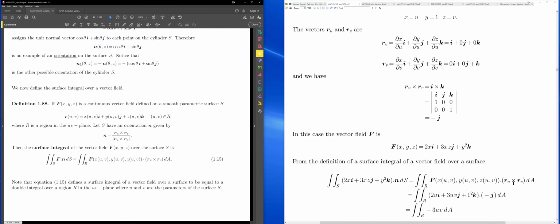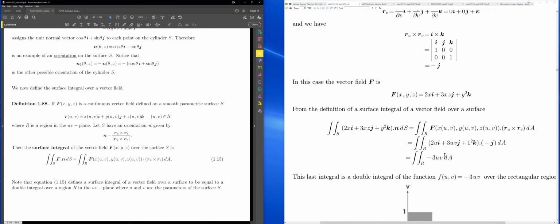And I worked out the r_u cross r_v already. That's the minus j. And now what I'm doing is I'm taking the dot product. If you take the dot product of the i with the j over here, you're going to get 0. If you take the dot product of k with the j, you're going to get 0. But when you take the dot product of the 3uv j with the minus j, what you're going to have is 3uv multiplied by minus 1. So you're going to get minus 3uv here.